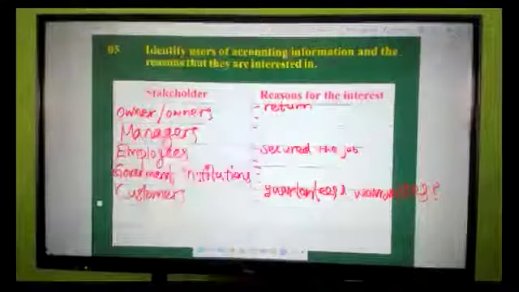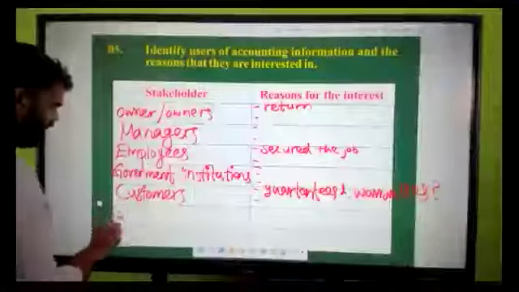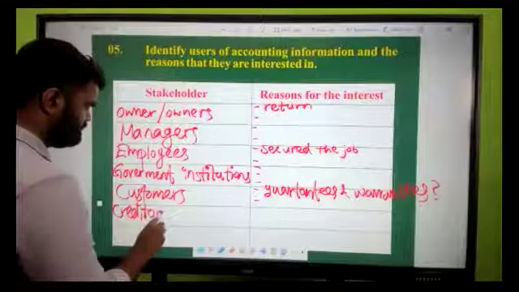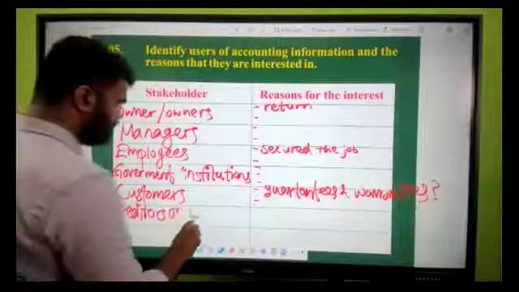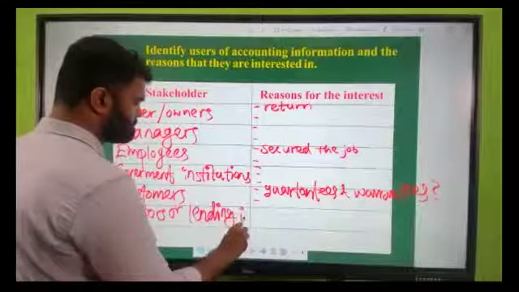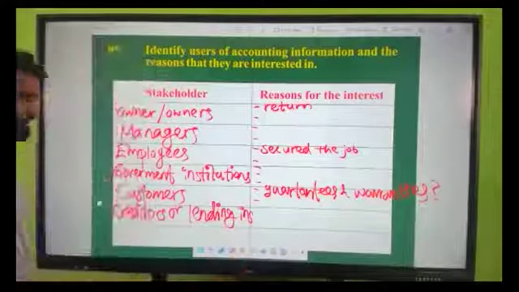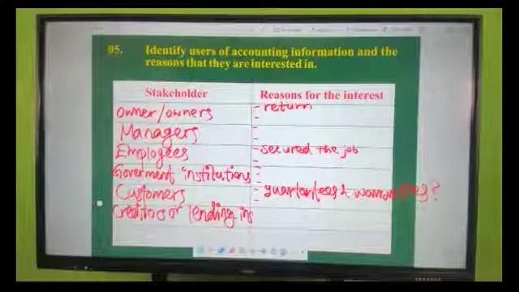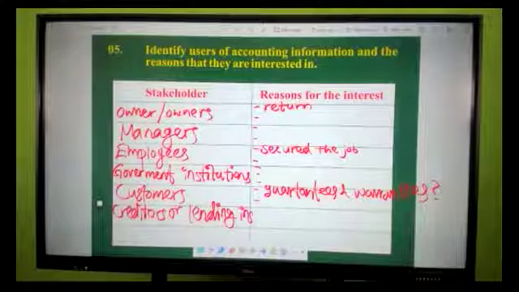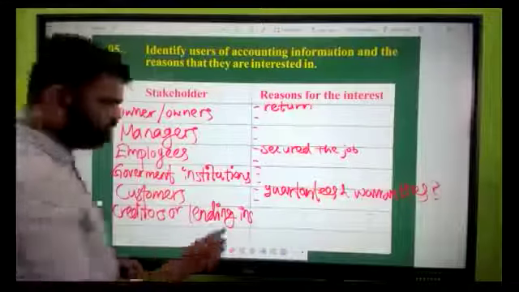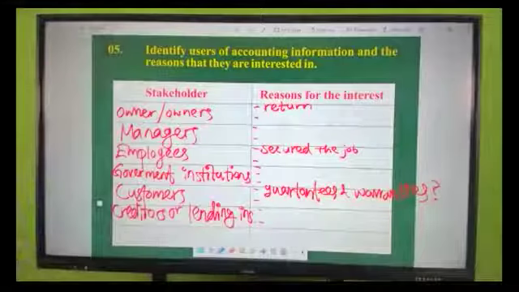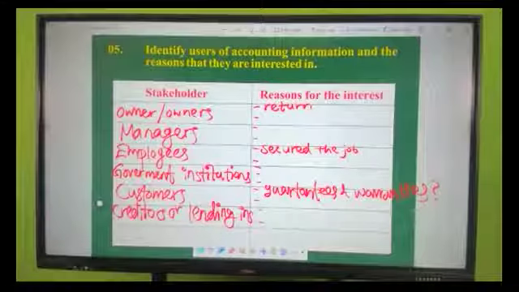Next one. Creditors or lending institutions. Two things should be mentioned. Number 1.